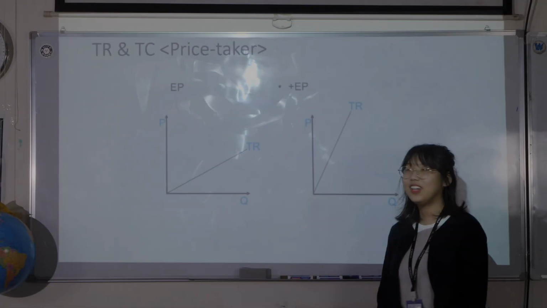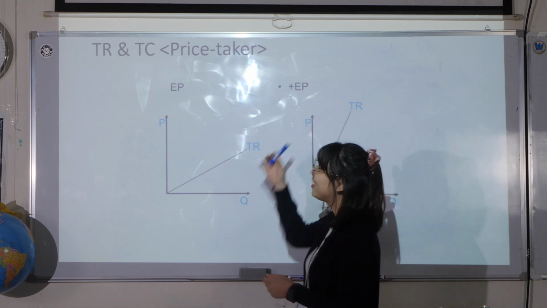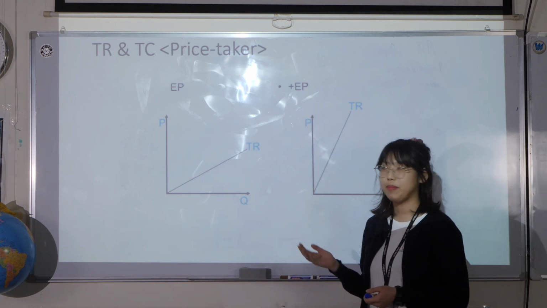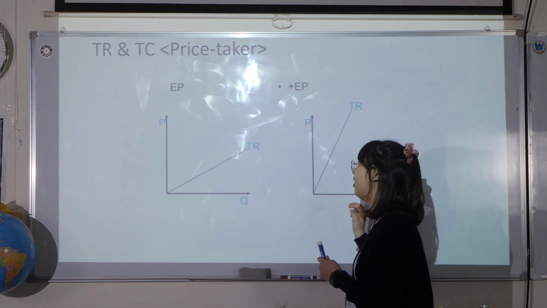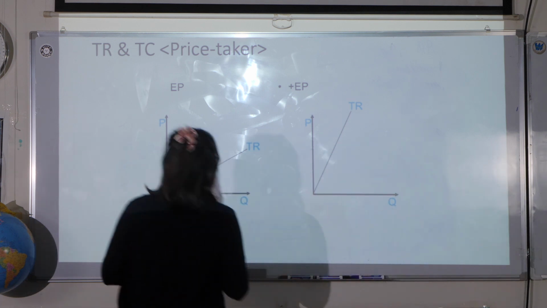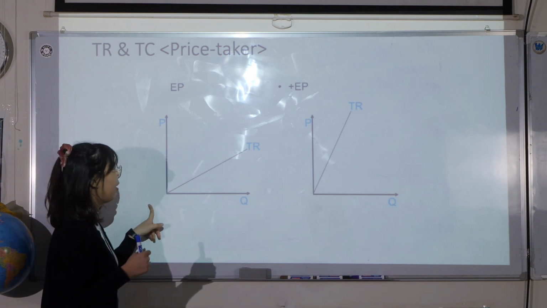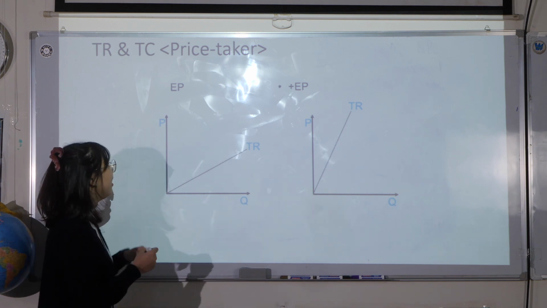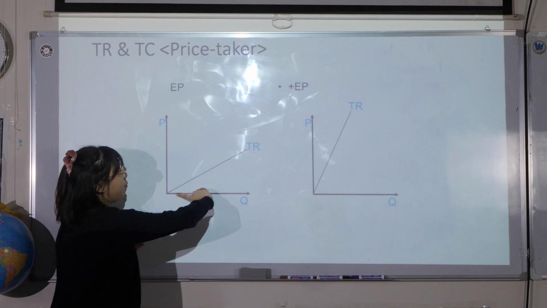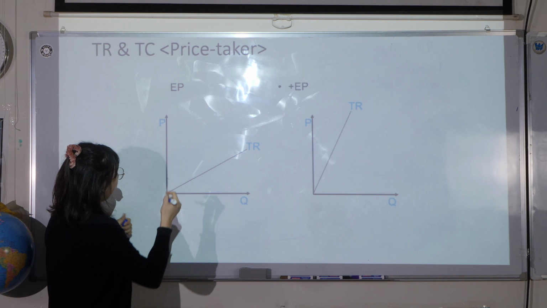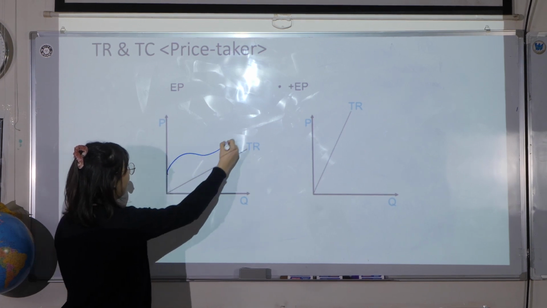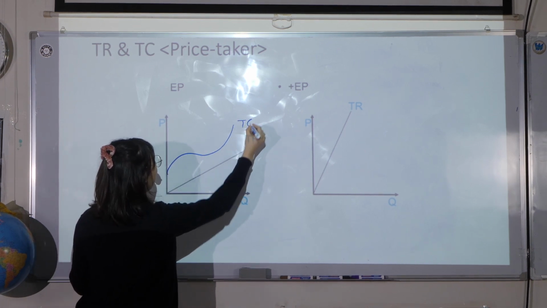Let's move on. In the case of price takers, meaning that they have no market power, we compare their total cost and total revenue. Since they have no market power, since they are price takers, their total revenue will be an outward sloping curve. And their total cost, I hope you guys remember, will look like that.